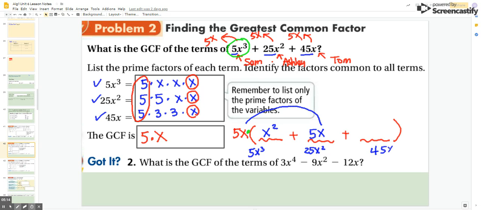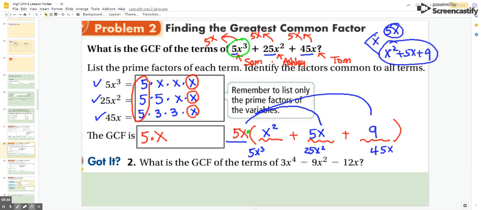And Tom has 45x originally, but I took out 5x. So 5x times what is 45x? It should be 9. So now we found two factors. One factor is 5x and the other factor is x squared plus 5x plus 9. So we have two factors, which means if you multiply them, then you will get this polynomial.